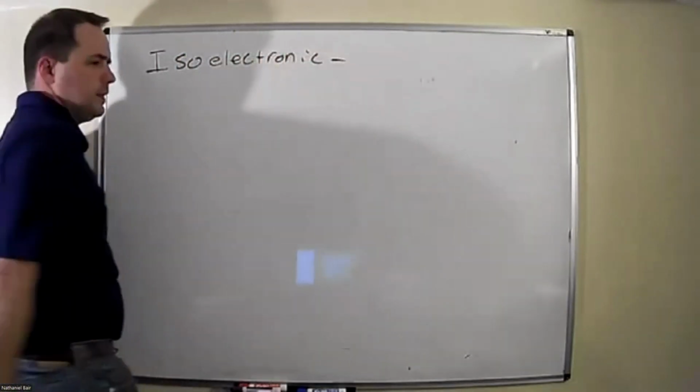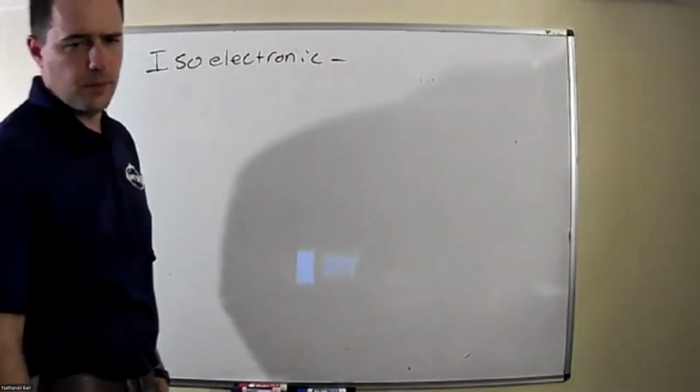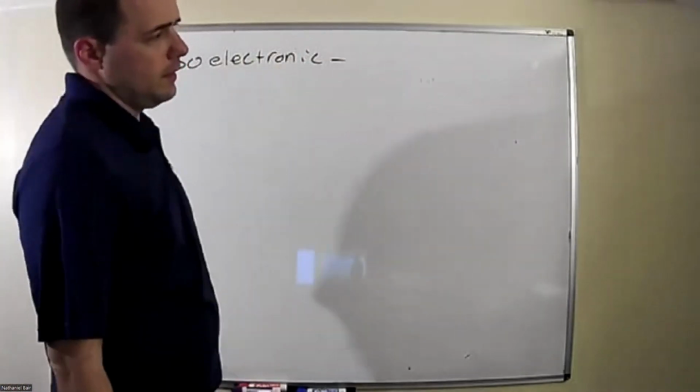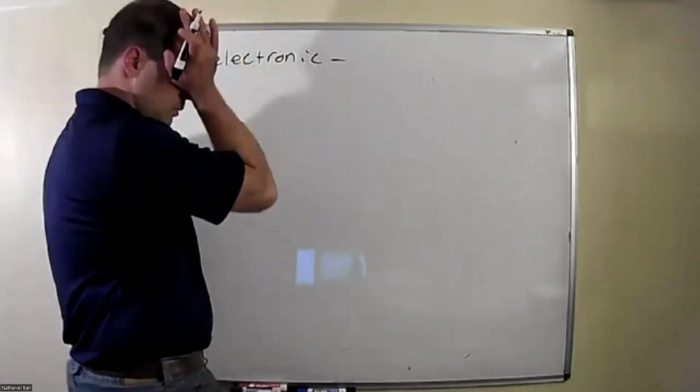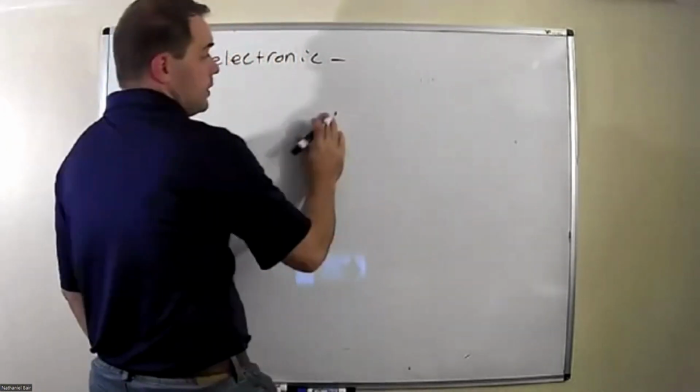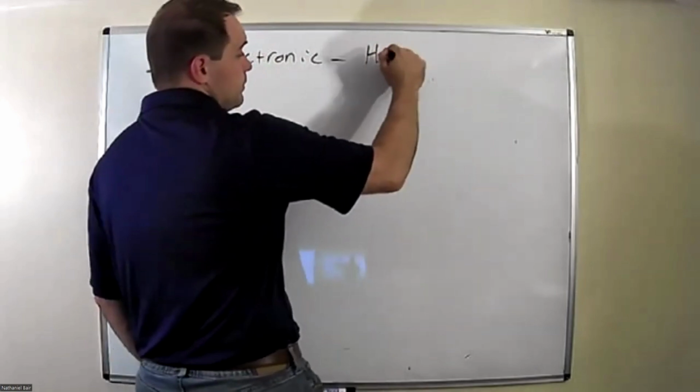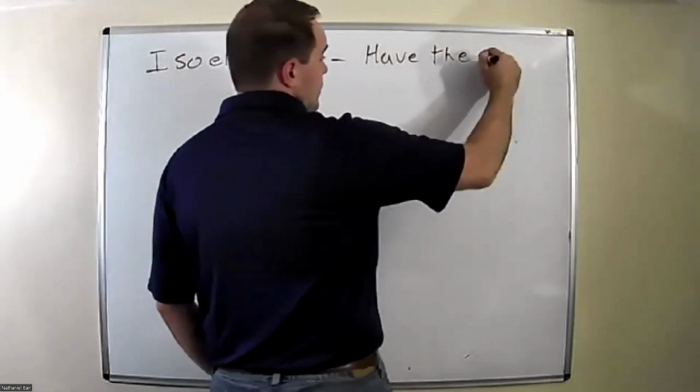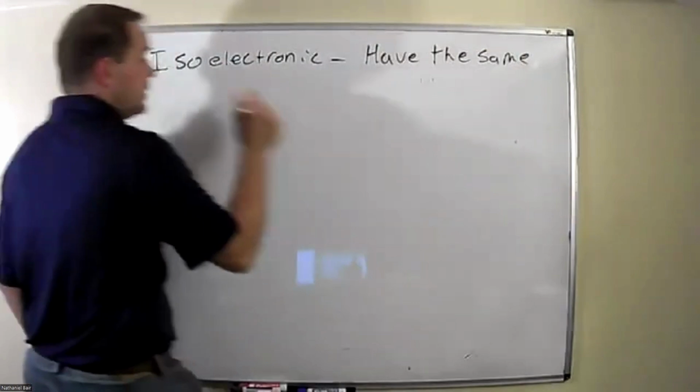We briefly talked about this on I don't even know what day it is. I think it was today, Wednesday. So we briefly talked about this on Monday. Isoelectronic means you have the same electronic configuration.